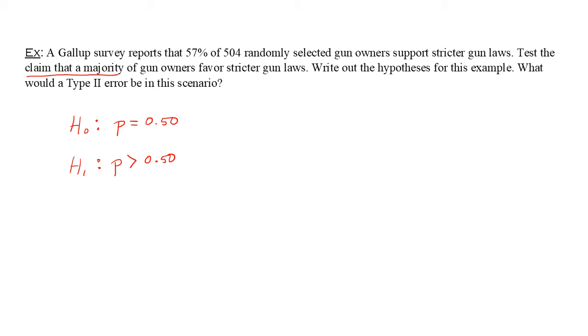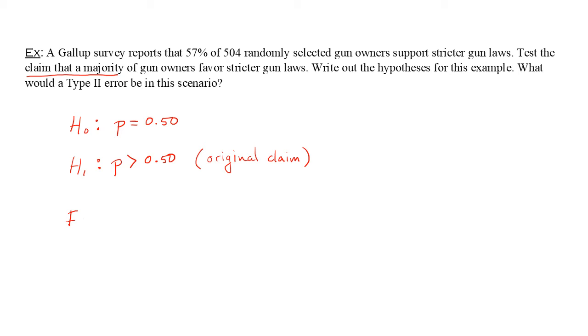Our null hypothesis will be equal to 0.50, right? Because our null hypothesis should always involve the equal symbol. But our alternative hypothesis here is really the symbolic form of our original claim. And so the type 2 error that we could possibly make here would be the error of failing to reject the null hypothesis when it's actually false.